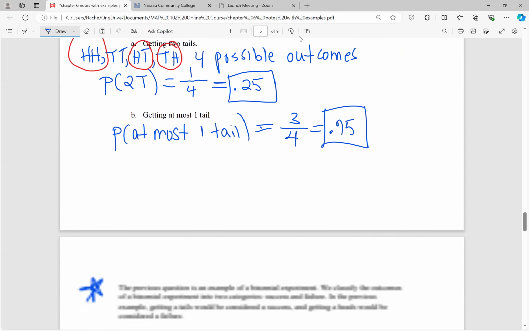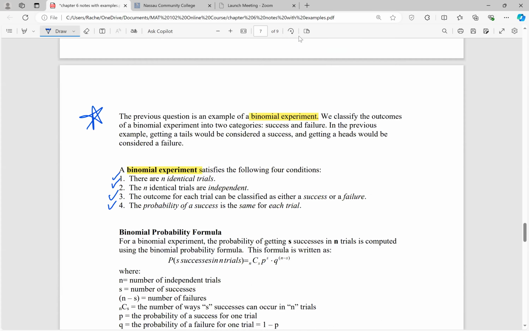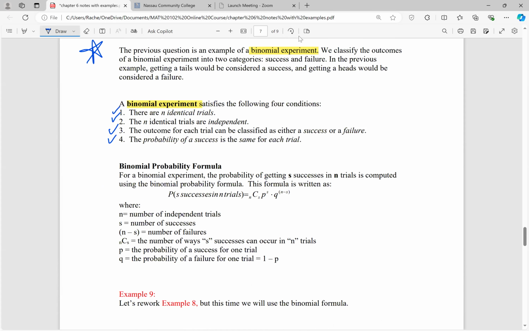So we have a binomial formula that's going to help us solve these binomial probabilities. It's called the binomial probability formula. For a binomial experiment, the probability of getting S successes in N trials is computed using the binomial formula. And we can write the formula as follows. So we say the probability of S successes in N trials is equal to, let me make this a little bigger.